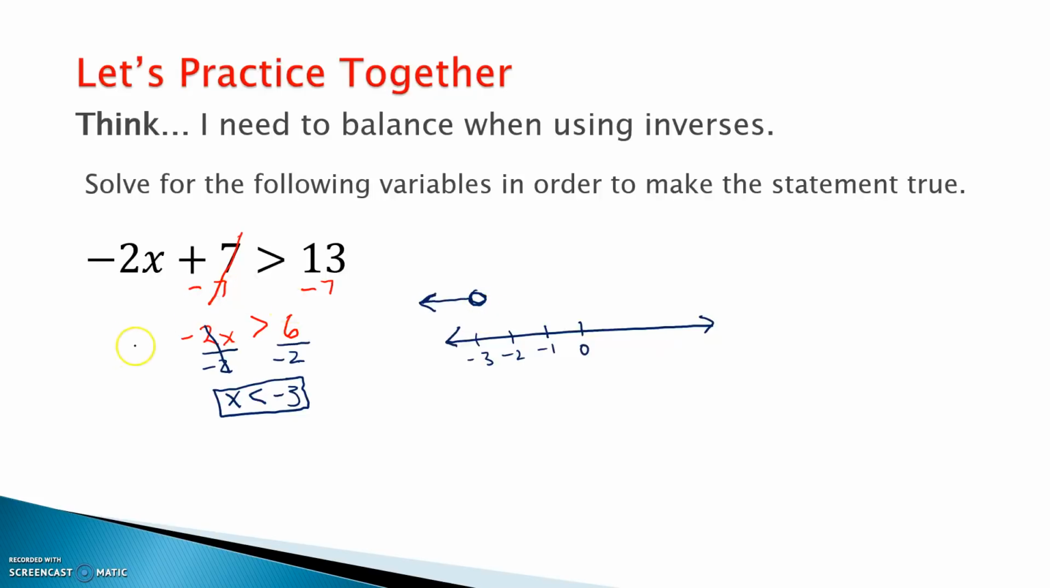So, again, this is the star moment right there. Whenever you multiply or divide by a negative, that's when you flip the inequality sign. Not just because you're subtracting, or because it's just negative. As soon as you multiply or divide both sides by a negative, you have to flip that inequality sign.